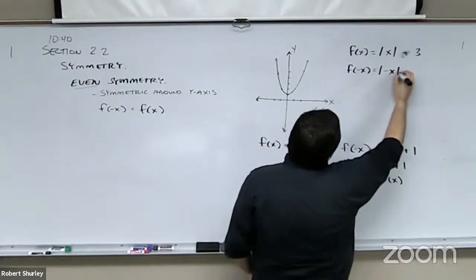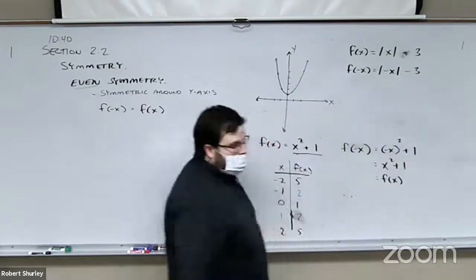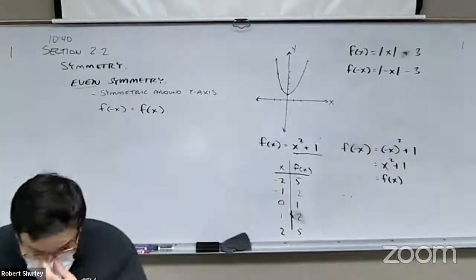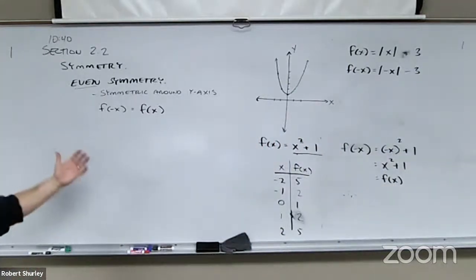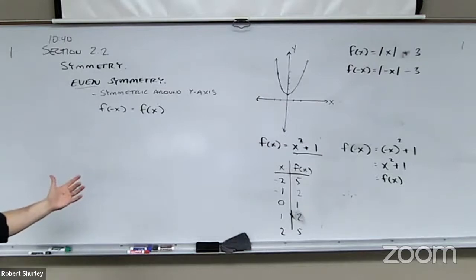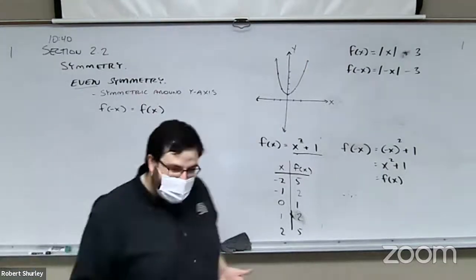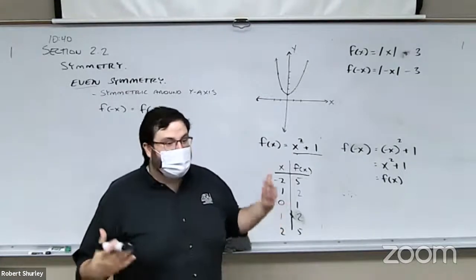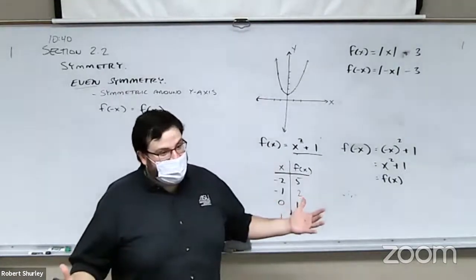And we get the absolute value of negative x minus 3, right? Well, what do we know about absolute values? It's like something like a warm blanket on a cold day. They can make everything positive, okay?